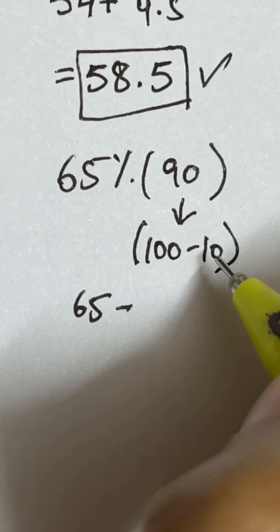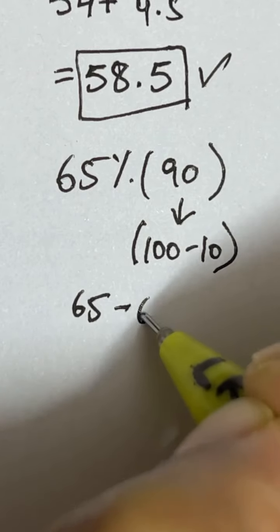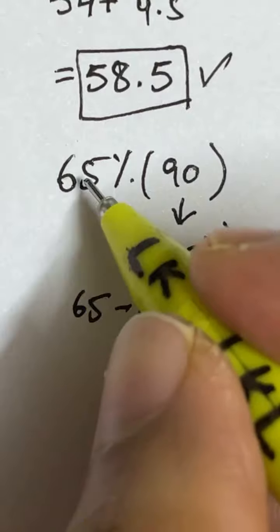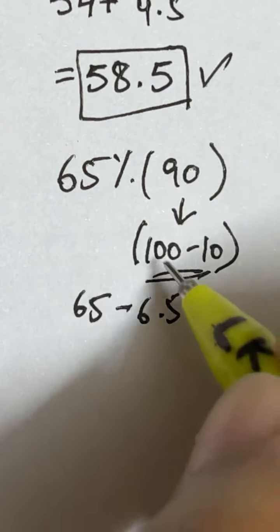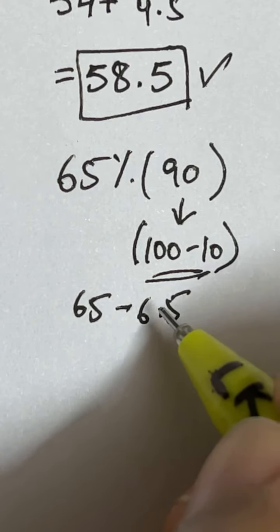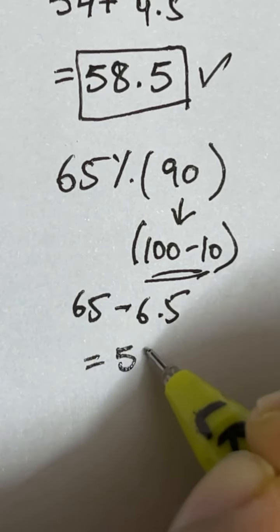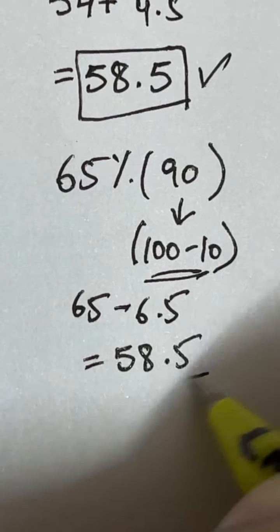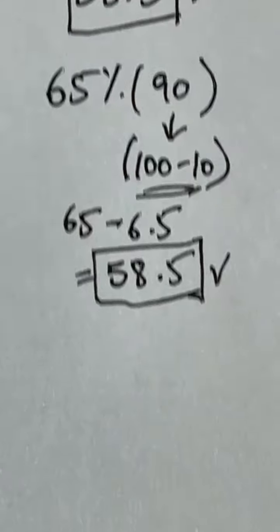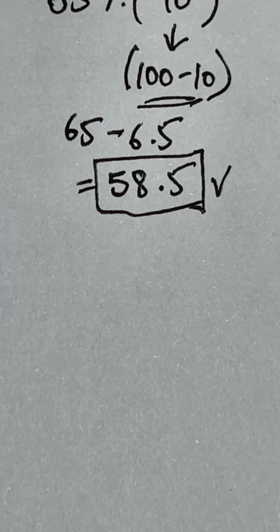What is 10% of 65? That's just 6.5. This is simpler, I think. 100% of 65 and 10% of 65. So 65 minus 6.5 will give you 58.5. You can use your calculator to check the answers. And how easy this is. You don't have to work out any numbers, nothing. Just do it mentally in your head.